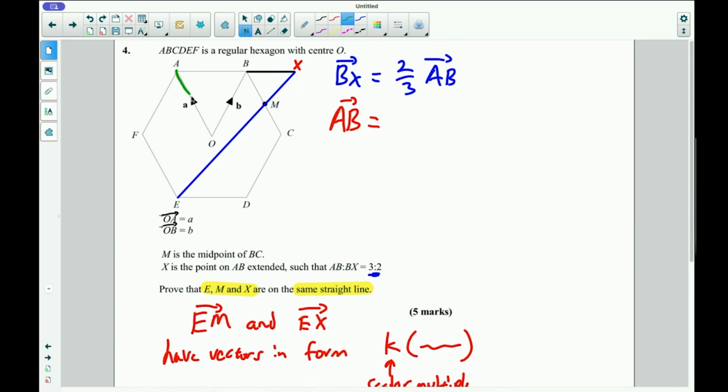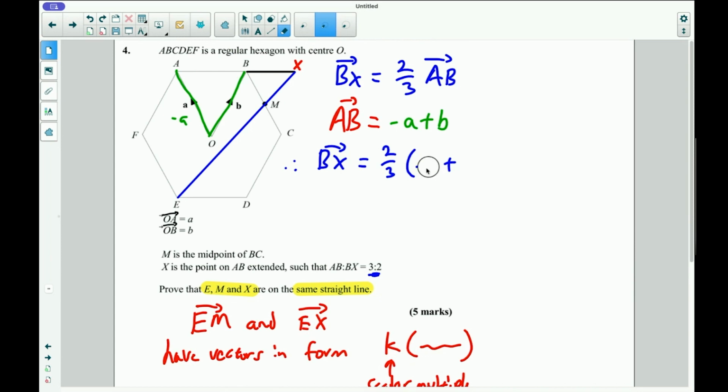Okay, so what I like to do is draw what vectors I would add. So I'd have this vector coming this way, so it's going to be negative A, and then we're going to add B. So negative A plus B gives me vector AB. Okay. So as a result, I can figure out what vector BX is. So therefore BX is equal to 2/3 of negative A, and maybe I'll do this in green just to color coordinate. So 2/3 of negative A plus B. Okay.